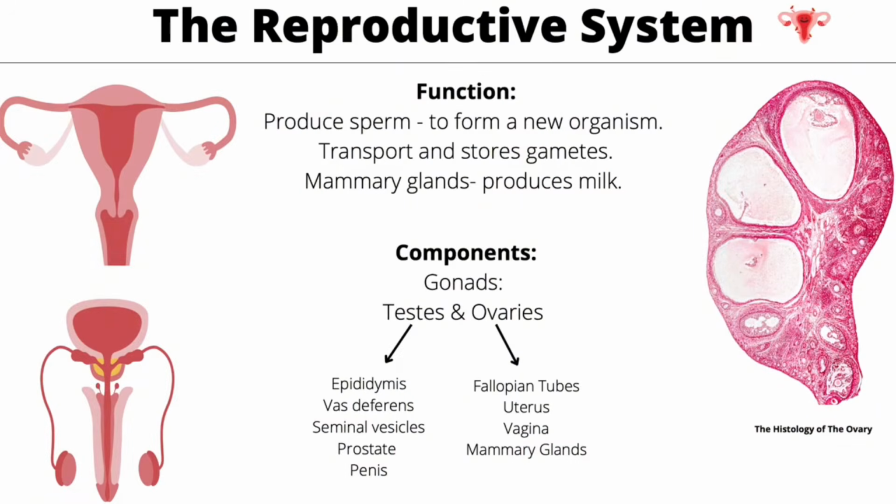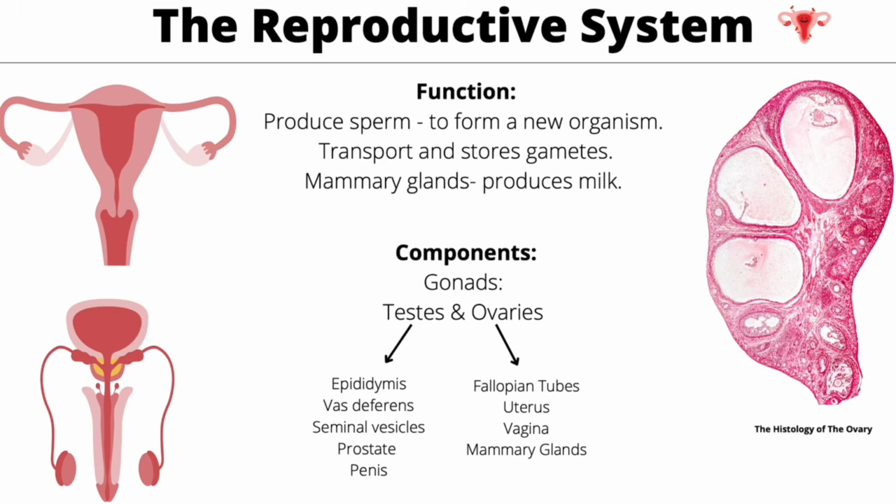The reproductive system. The main function is to make a new organism. It transports and stores gametes, and in women, the mammary glands produce milk. The main components are the testes and ovaries. The testes consist of the epididymis, vas deferens, the seminal vesicles, the prostate, and the penis. Now, the women, or the ovaries, consist of the fallopian tubes, the uterus, the vagina, and the mammary glands.